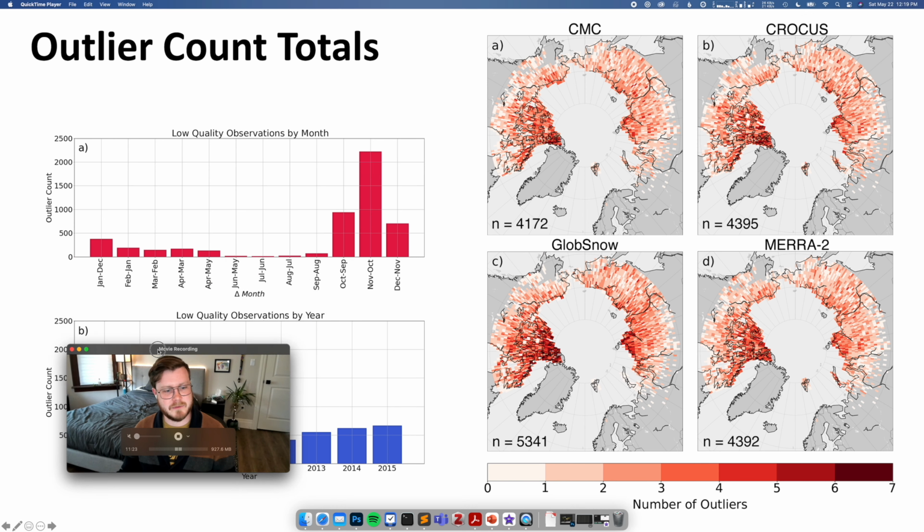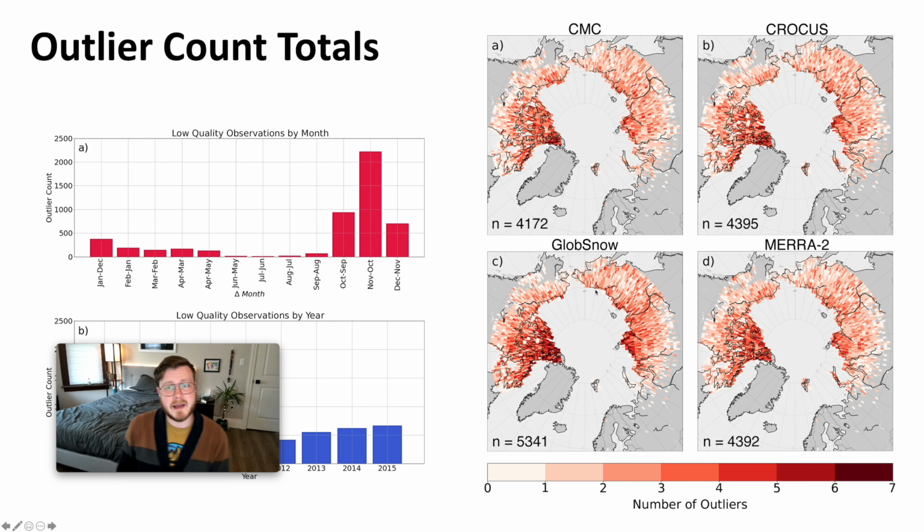And then on the right, if I move my camera over, we can see the spatial breakdown for each of the different products: the CMC product A, Crocus B, GlobSnow C, and MERRA-2 D. In general, we get a relatively consistent pattern in spatial structure across the region from all the components, with the majority of outliers occurring throughout the central Arctic archipelago and in parts of central Eurasia where we have very few in situ measurements. These are regions that are known to be poorly constrained in gridded products just because there's nothing really to assimilate and bring the model estimates back in line with what we're seeing in reality.